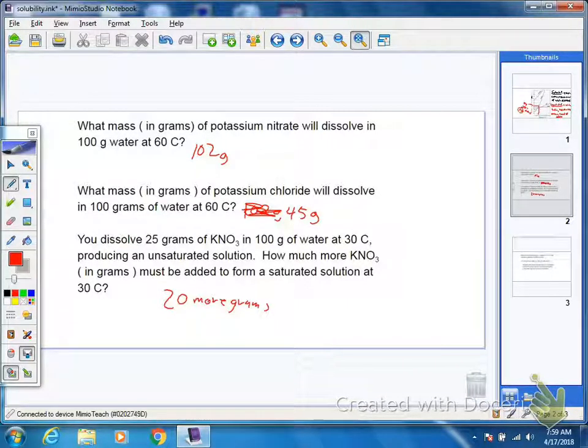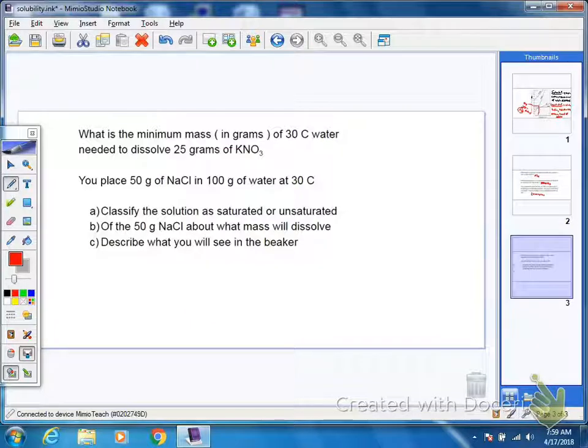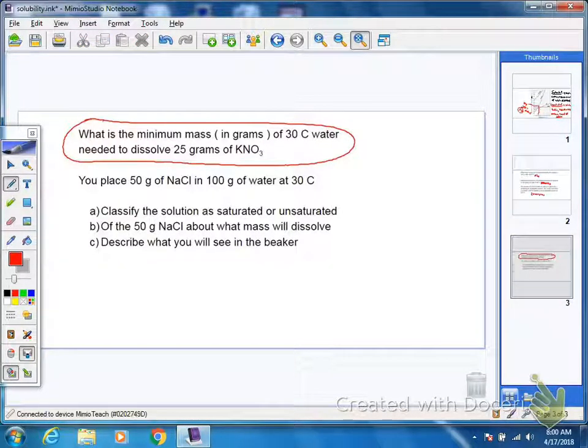Okay. All right. We'll go on and finish this last question. So I guess there's two. What is the minimum mass in grams at 30 degrees Celsius needed to dissolve in 25 grams? Of course, that's 45. Okay, this one here we'll answer later on. Okay, we won't do that one right now. So we'll go down to the next one.